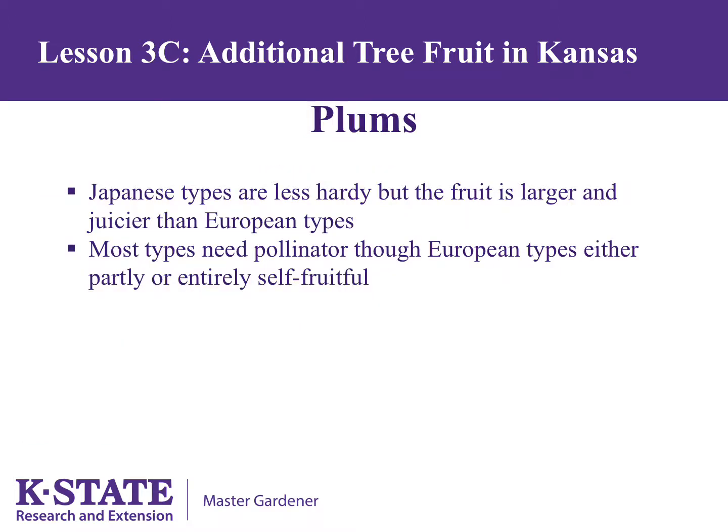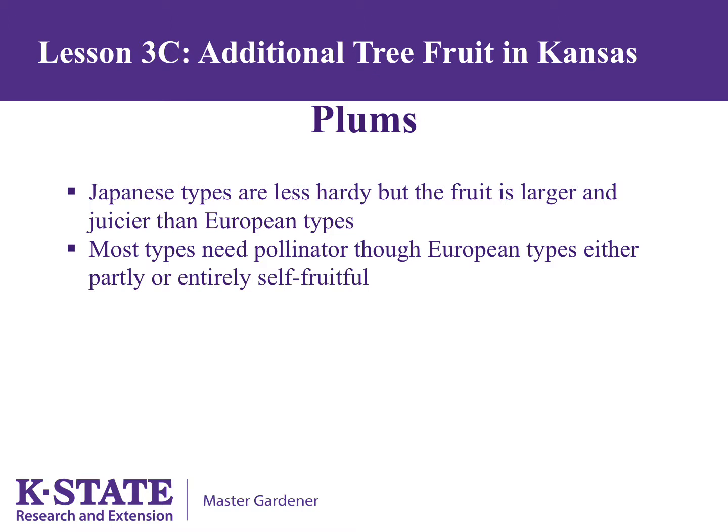Japanese and European plums can be grown in Kansas. European plums are the ones that are so dark purple they are almost black. Commercially, they are primarily used to make prunes, but can also be used to make preserves or jellies. Japanese plums are most often red and are eaten fresh.